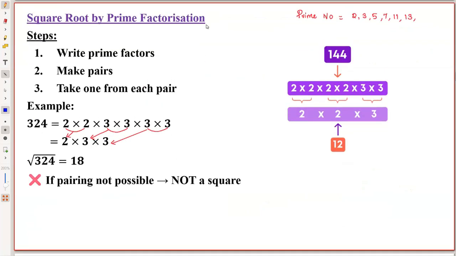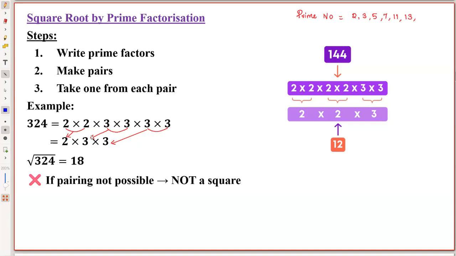Square root by prime factorization. How to find the square root? First, write the prime factors and make pairs. Then take one from each pair, and we get the square root of the given number. For example, to find the square root of 324, the first step is to find the prime factors of 324 using the L method, using only prime numbers. We can write 2 into 2 into 3 into 3 into 3 into 3.